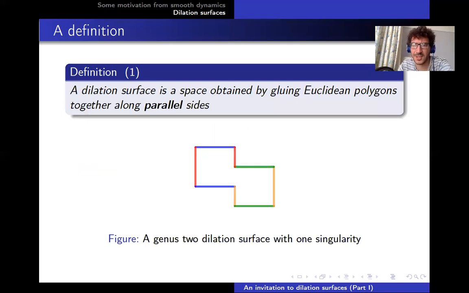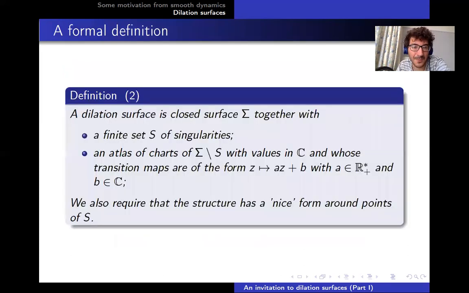So now I'm just going to give definitions, and you choose the one that you prefer, because there are many different ways to think of those dilation surfaces. It's a topological surface that you obtain by gluing together Euclidean polygons along parallel sides. If you've already seen a translation surface, just relax the condition on the gluing, and you ask for sides to be parallel and not the same length. So this is an example.